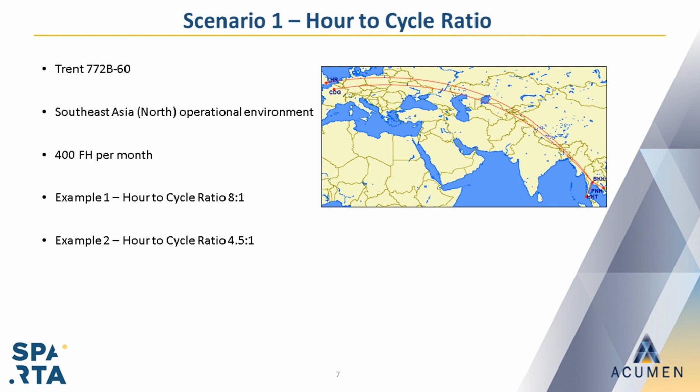For the first scenario, I'll be looking at a Trent 700 operating 400 hours per month in Southeast Asia. In example 1, we'll look at an hour-to-cycle ratio of 8:1, and we'll then look at the effect of introducing a short-haul rotation into the schedule, reducing the hour-to-cycle ratio to 4.5:1.